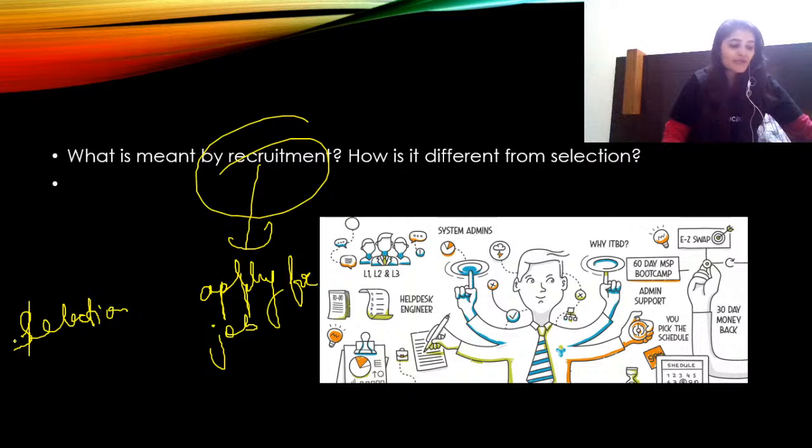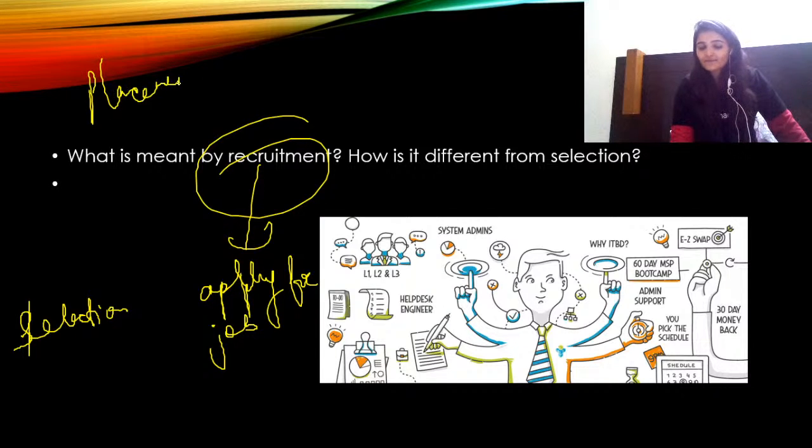It refers to choosing the most suitable candidate to fill the vacancy. You can say the selection means choosing the most suitable candidate for the job. Okay. Now can you answer me, what do you mean by the placement and orientation?